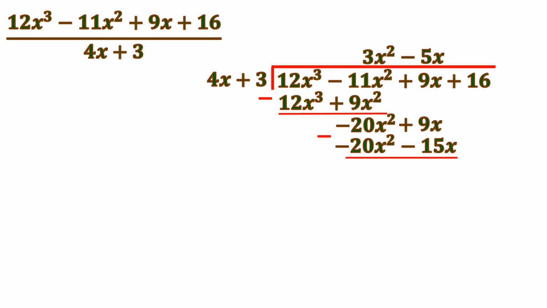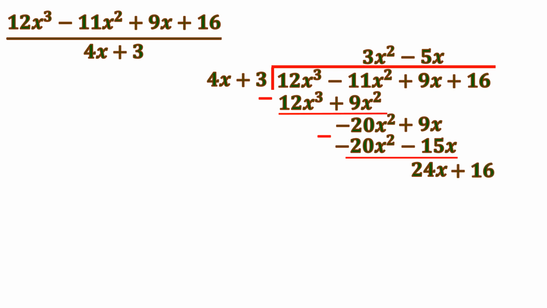Negative 20x squared minus negative 20x squared is 0. 9x minus negative 15x, or 9x plus positive 15x, it's the same because it's minus negative. It becomes positive, so it will be 24x. Then bring down positive 16.